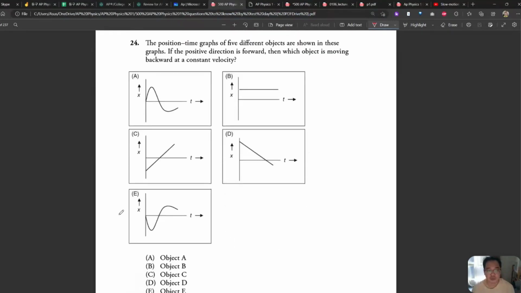Object D. If the positive direction is forward, which object is moving backward at a constant velocity? D, constant velocity. X is moving in the negative direction, with X decreasing. Yeah, the negative gradient, correct? Good job. Negative backward means negative gradient, negative slope of the x-t graph.